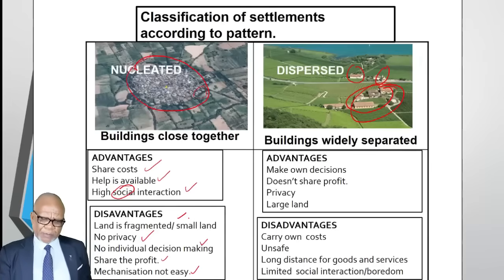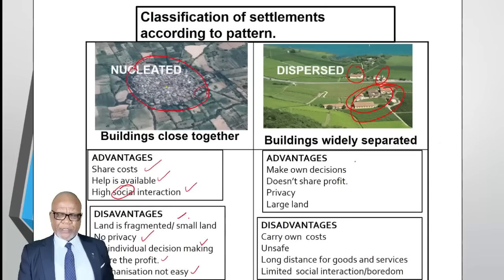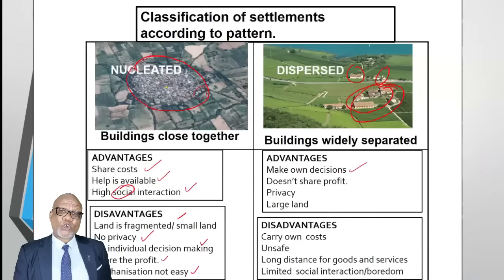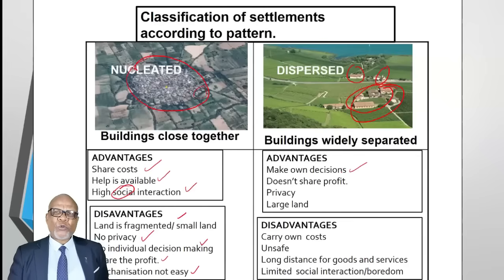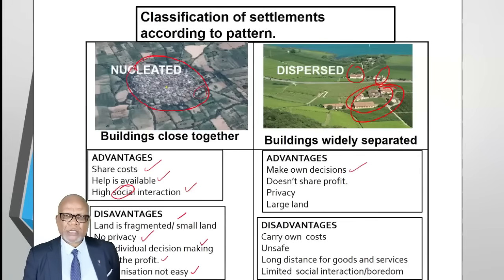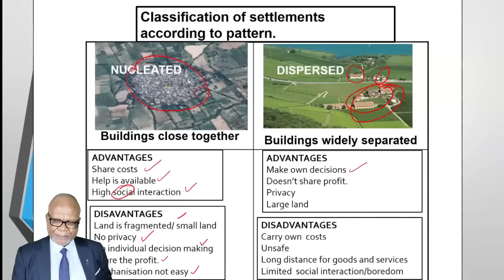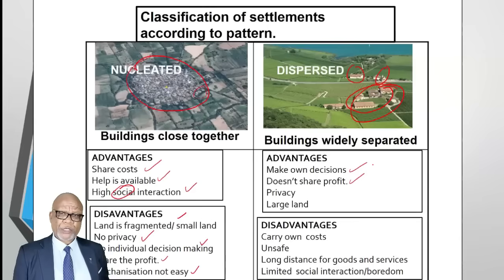Now let's look at the dispersed pattern. What are the advantages of the dispersed pattern? It means you can make your own decisions, so that is social. Now you can also add economic to that social, and say you can make your own decision and increase your profit. So economic is found in all answers. If the answer is social or environmental, you can always add something to it for it to be an economic factor. Now, doesn't share profit. That one is outright economic.